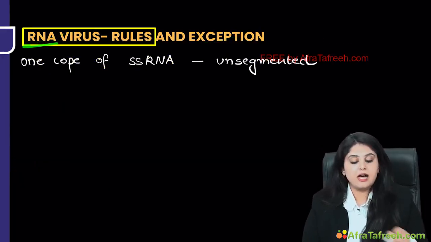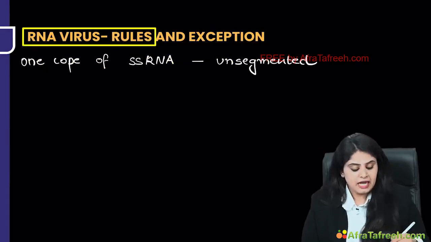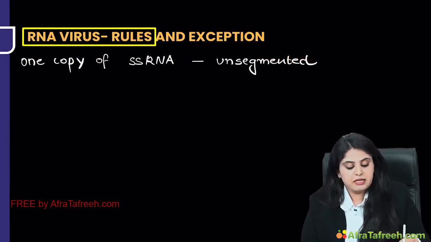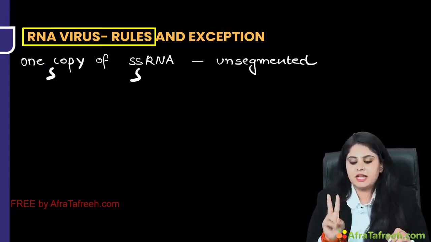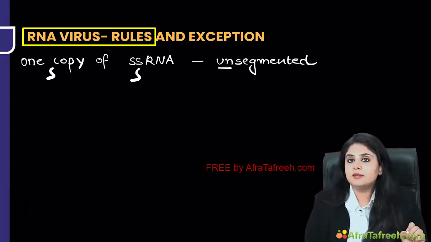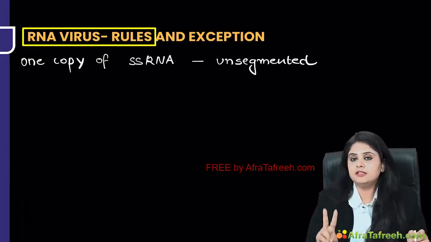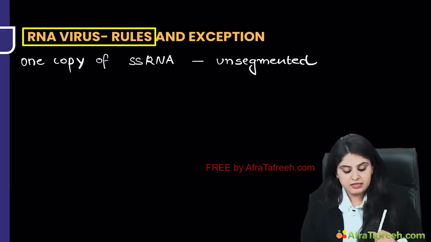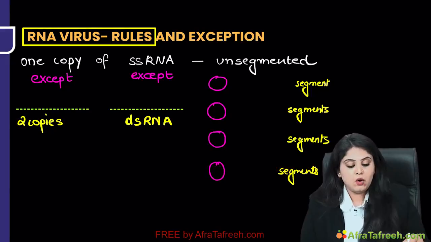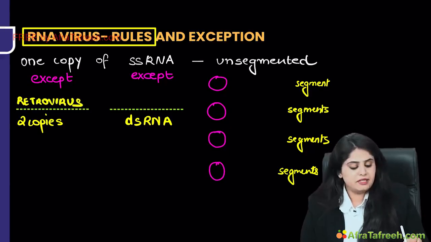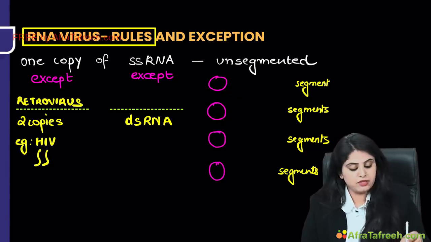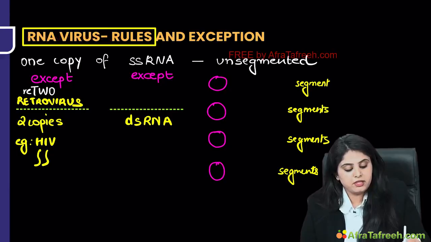Similarly, you are going to have RNA viruses. So first, let me tell you the rule. The RNA virus rule is that there will be a single copy of single-stranded RNA. So one copy, one strand, and it does not have any segments. It is unsegmented. So single copy, single strand, no segments, except is what I want to tell you. So please remember, all of them have one copy. However, retrovirus has two copies. Do you remember the example of retrovirus? HIV doesn't have one copy. HIV has two copies. How will you learn it? From today onwards, you will learn it as Red2 virus.